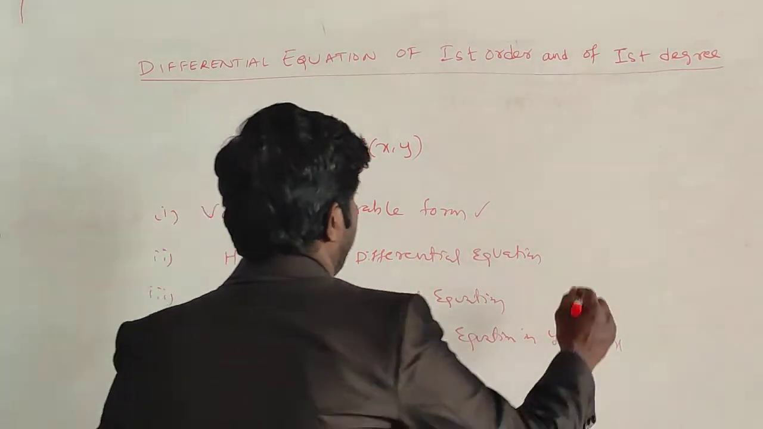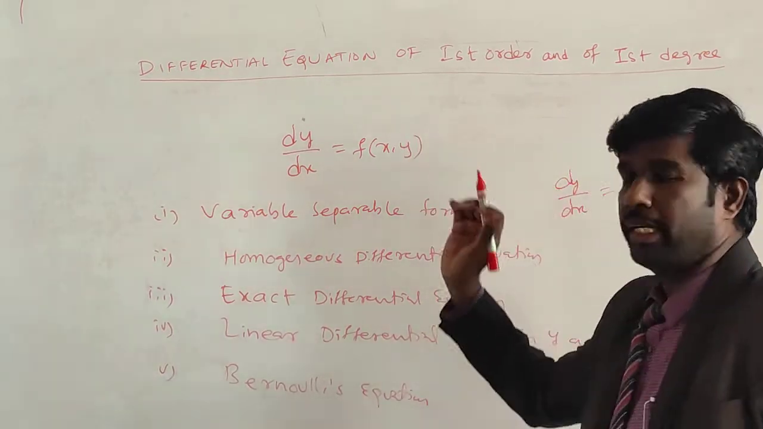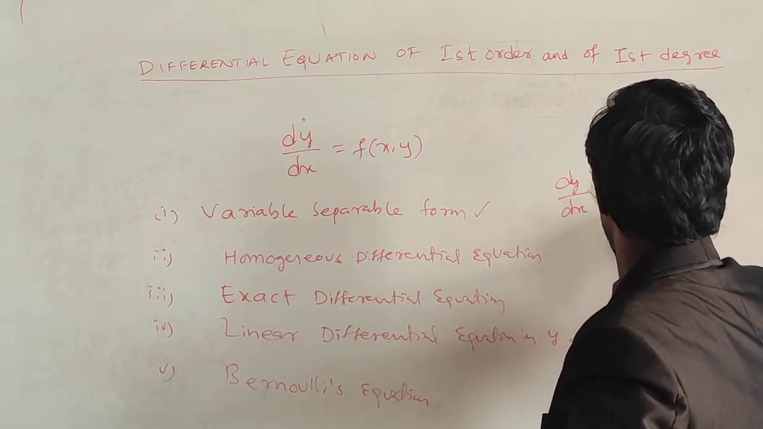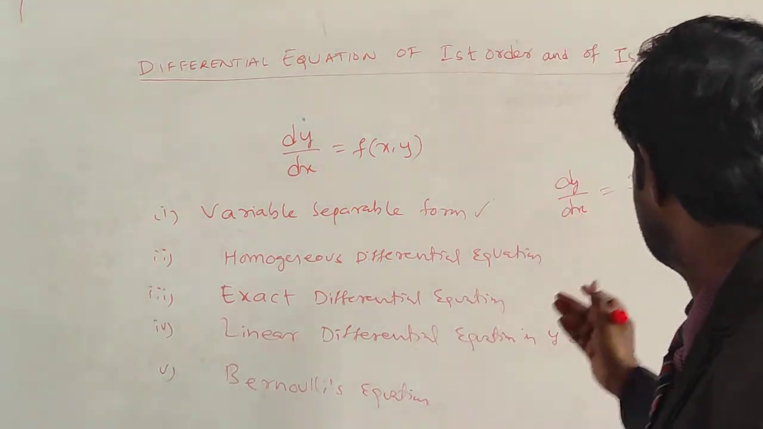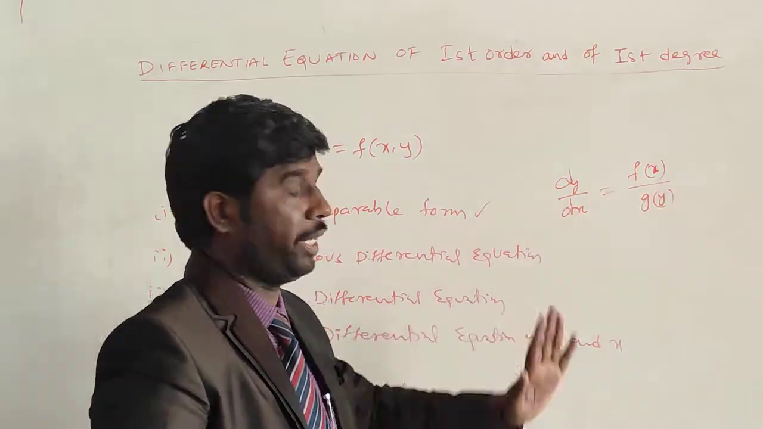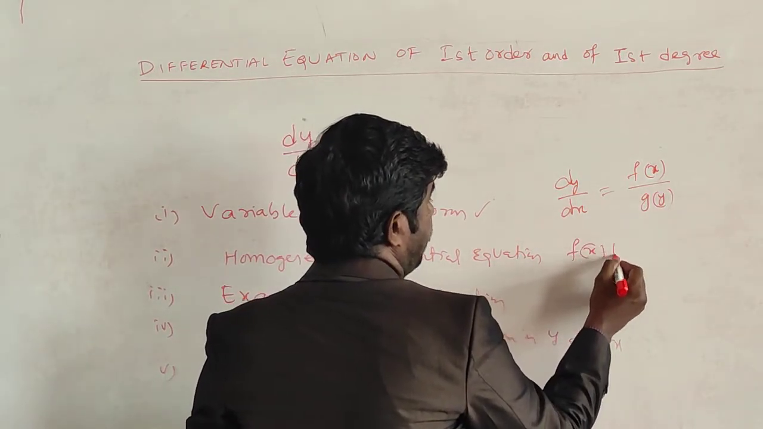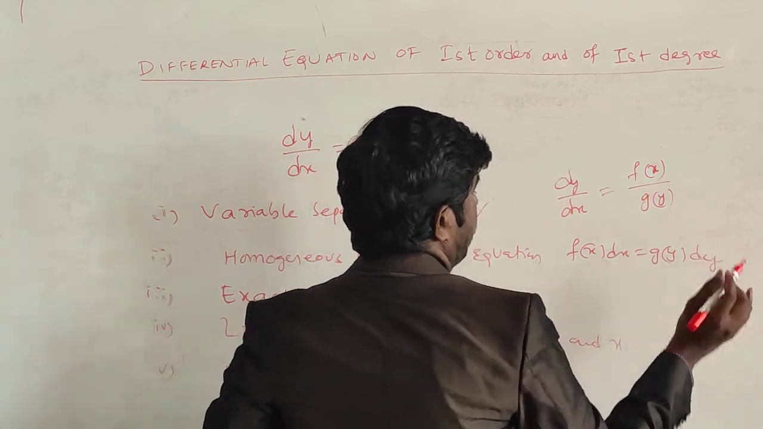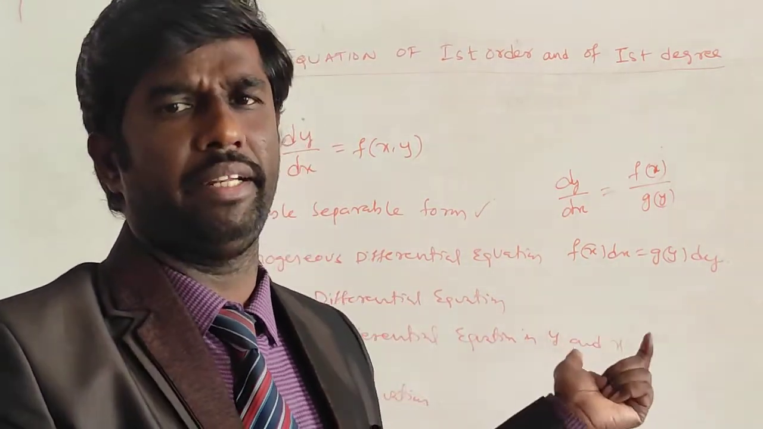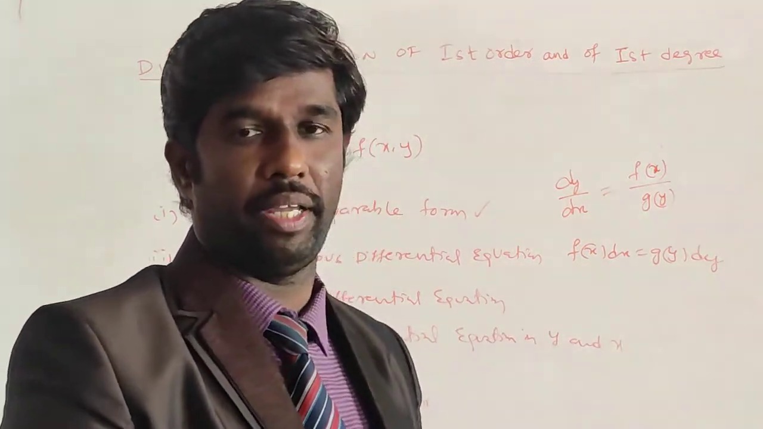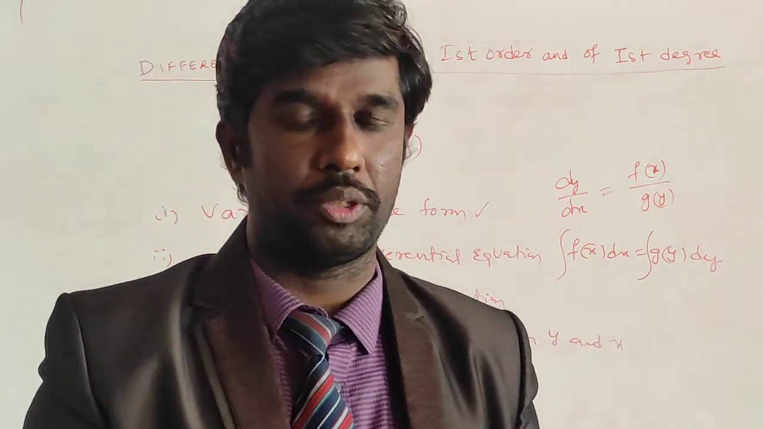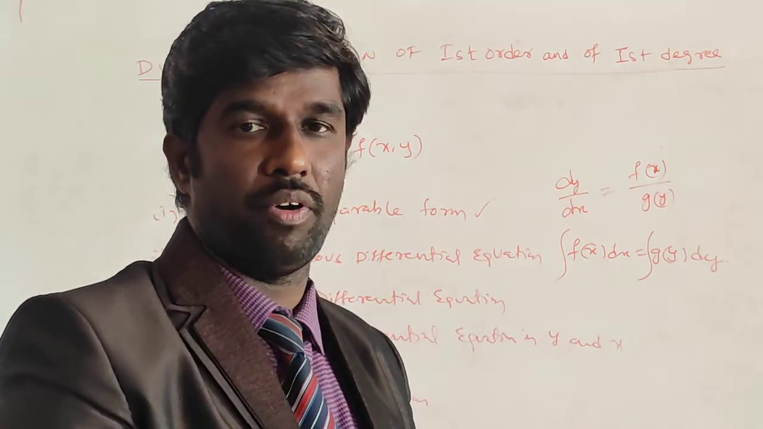Any equation dy by dx equal to f of x comma y can be rewritten as dy by dx equal to f of x by g of y. Now, I am doing the cross multiplication here. So, f of x dx equal to g of y dy. Here I am trying to separate the variables, x terms separate and y terms separate, and after getting this result, that is f of x dx equal to g of y dy, now I am integrating on both sides, so that is integration of f of x dx equal to integration of g of y dy.